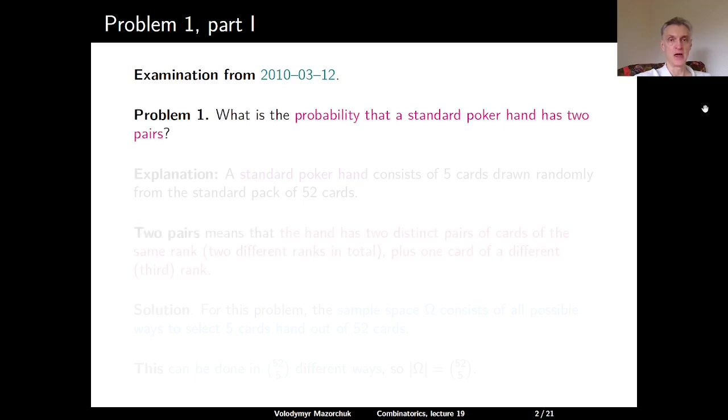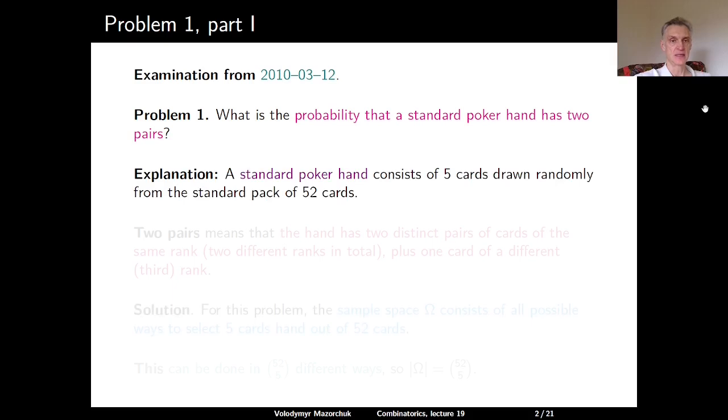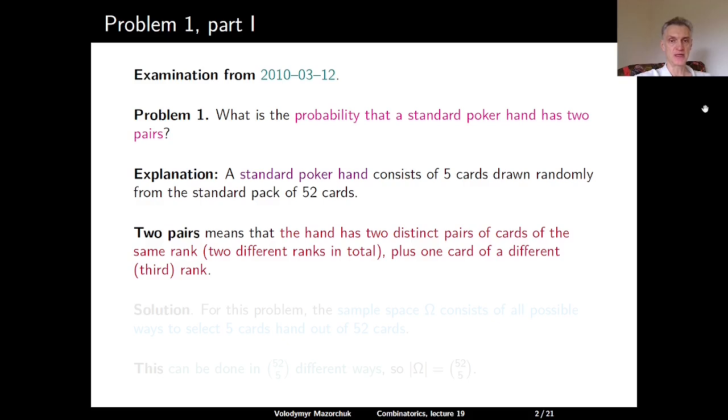Problem 1. What is the probability that a standard poker hand has two pairs? Explanation. A standard poker hand consists of 5 cards drawn randomly from a standard pack of 52 cards. Two pairs means that the hand has two distinct pairs of cards of the same rank, and these are two different ranks. And there is one additional card of a different rank, that's the third rank.